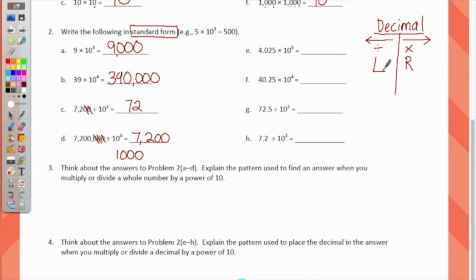Now, did I tell you when I was a kid they didn't teach me anything but the decimal trick? No. We never had a place value chart. We never moved the digits across. I had no clue what was going on with the powers of 10 or anything like that.